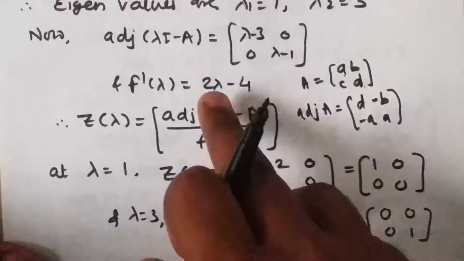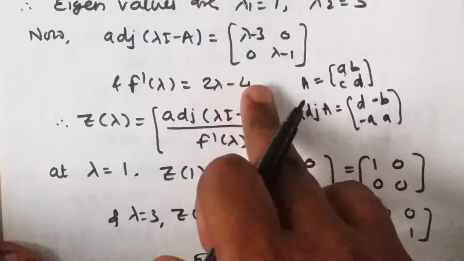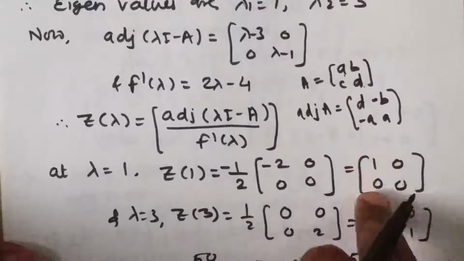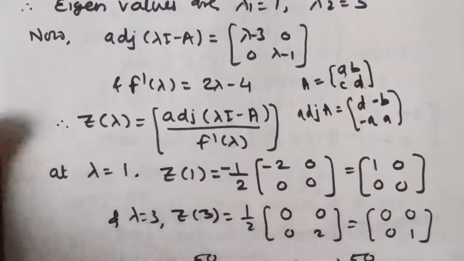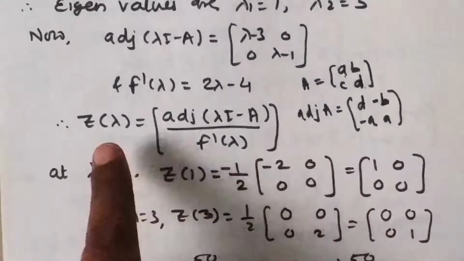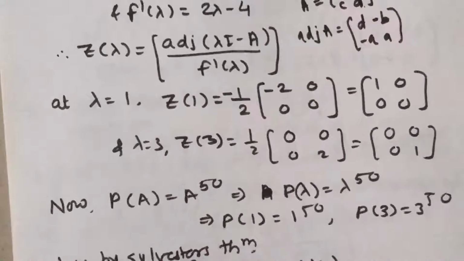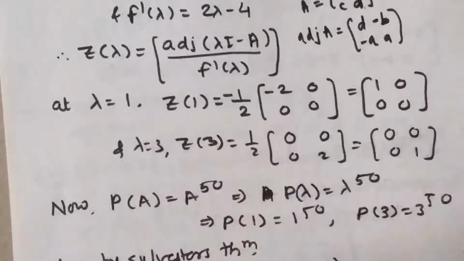And f dash of lambda at lambda equal to 3: 2 into 2, 3 is 6, minus 4, that is 2. So it is 1 by 2. Okay. So after multiplying this 1 by 2 inside, we will get this matrix. Now two matrices we are having. These are the values of Z of 1 and Z of 3. And one more thing you must remember, the values of Z of lambda you will get in terms of a matrix only. Okay. Now along with Z of lambda we need P of lambda also.